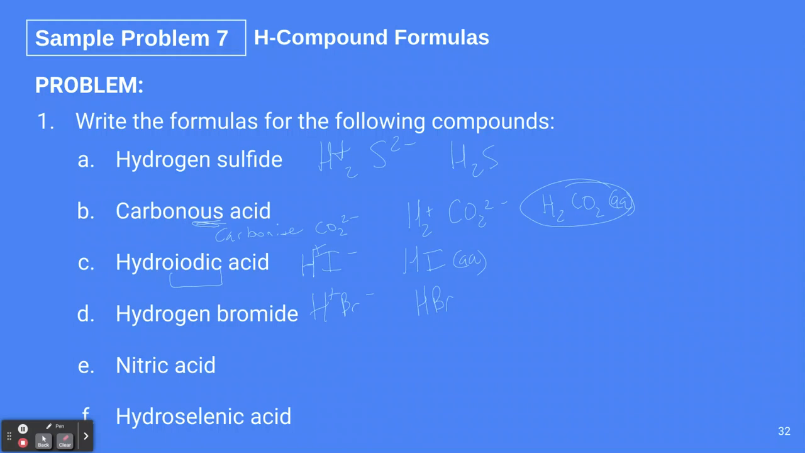Nitric acid, that nitric, so we know that we're dealing with kind of like a nitrate. IC stands for our ate ending, so we're going to have our NO3- with our H+. Plus and minus, we're good there, HNO3, and that's aqueous. And then hydroselenic acid here, we're going to have H, and then our selenide is a 2-. So we need 2 hydrogens, 1 selenide, so H2Se, and this is aqueous because it's an acid.